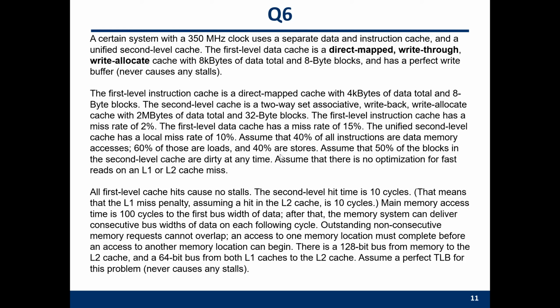So after you read the first two paragraphs, you can have this picture. The first level instruction cache has a miss rate of 2%. The first level data cache has a 15% miss rate.